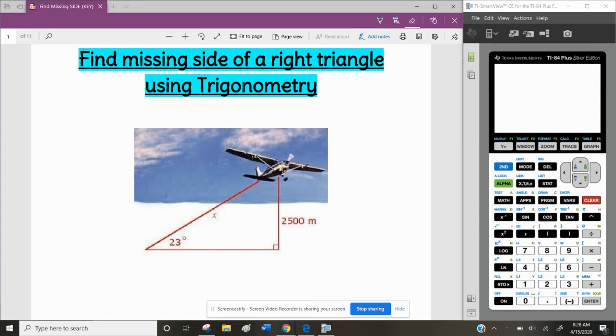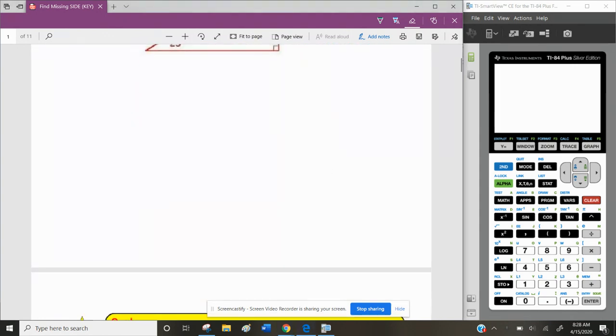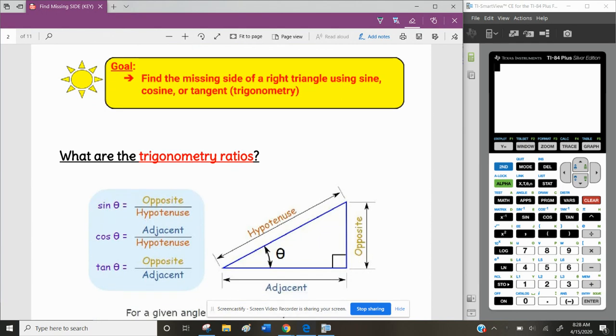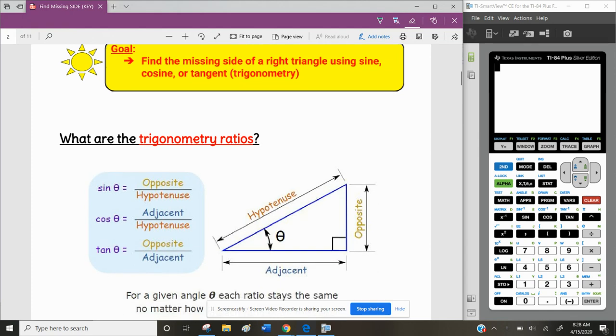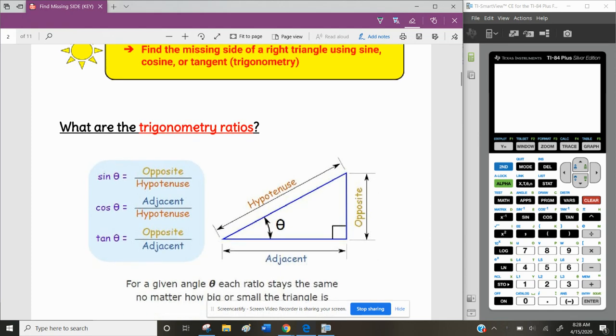Today we're going to find the missing side of a right triangle using trigonometry. So here's an example of a problem that we might encounter. In order to use trigonometry, what is trigonometry? We mean sine, cosine, or tangent ratios. So what are those ratios?